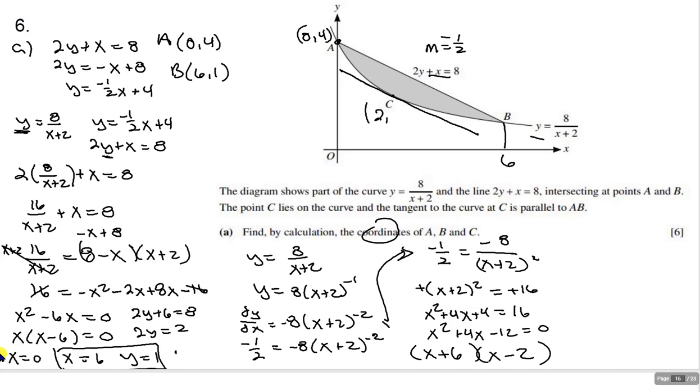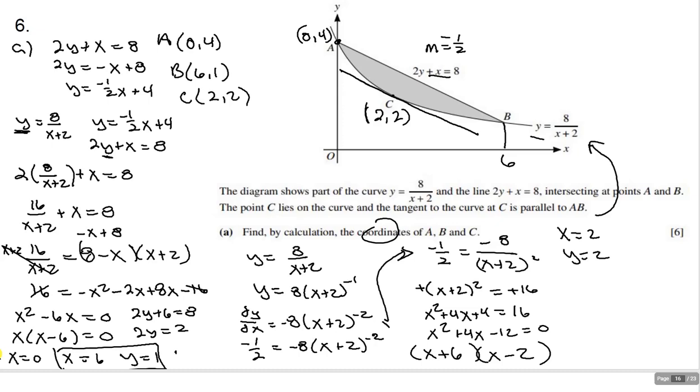Okay? And then I've got to find the y value. And so x equals 2. I'm going to plug it back into here. And so that's going to be 8 over 2 plus 2, which is 8 over 4. And then my y is going to equal 2. So C is 2, 2. Okay? I found A, B, and C.